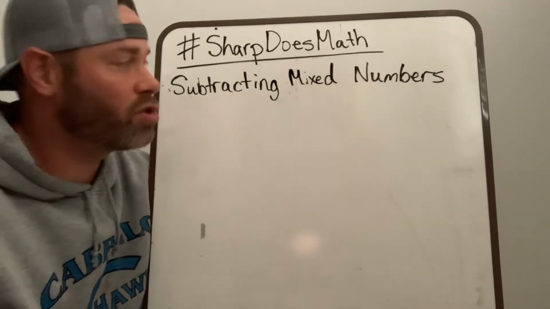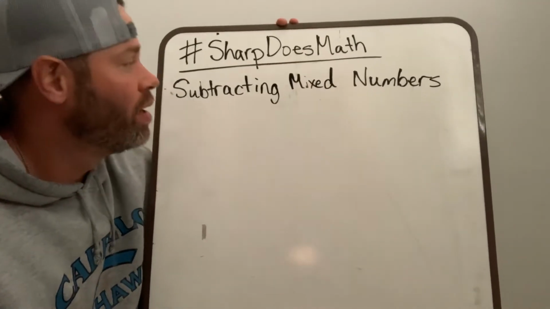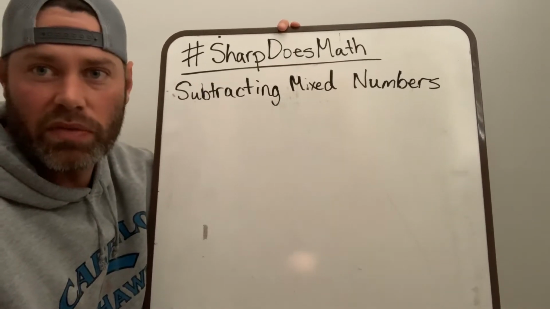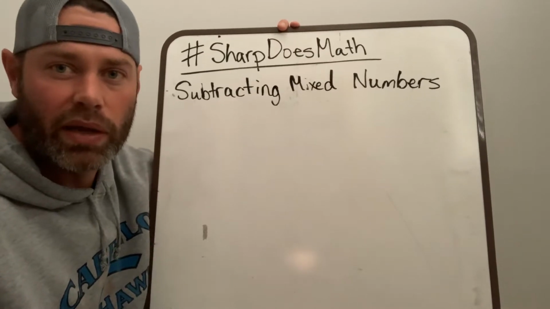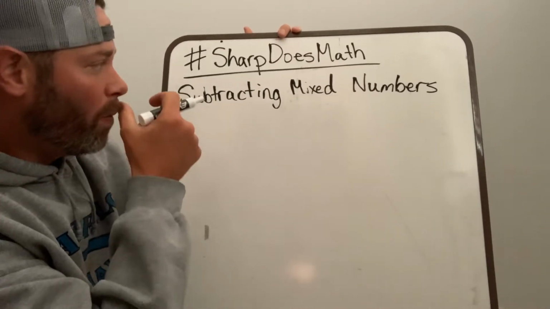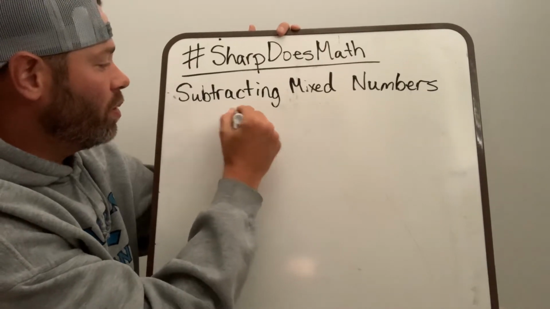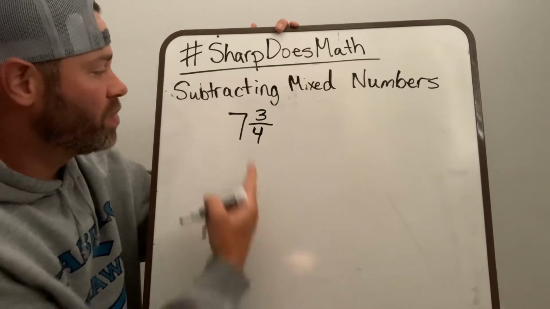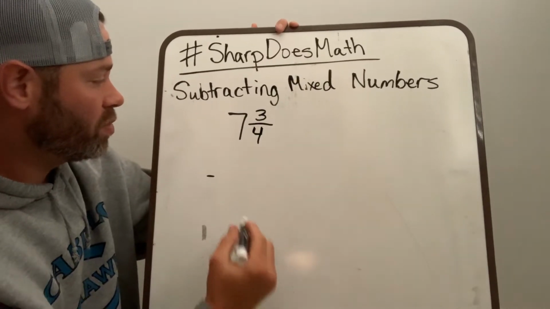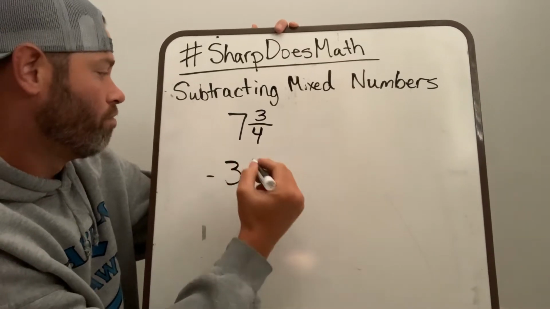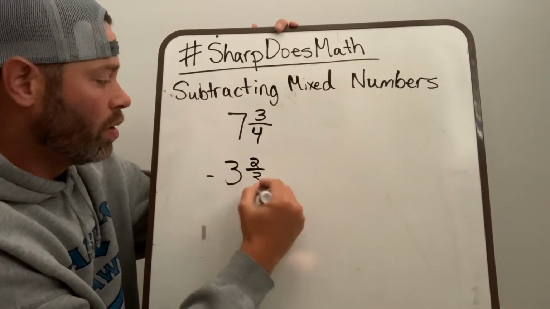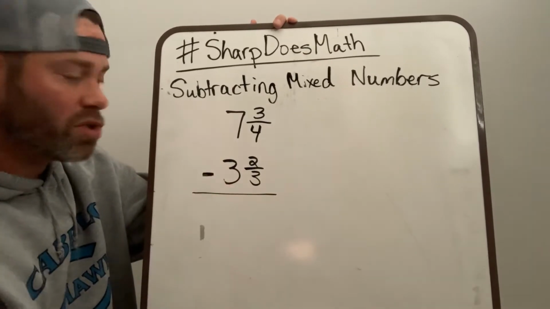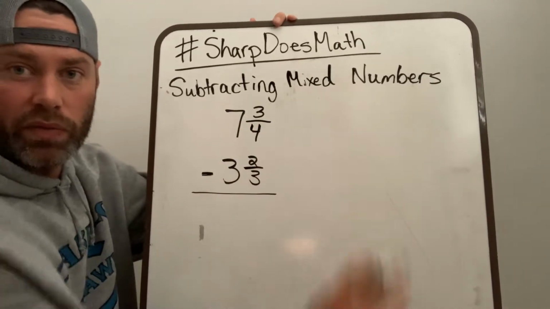We're going to do subtracting mixed numbers today, and we're going to do the simple subtraction of mixed numbers. We're not going to deal with regrouping in this one. When we have mixed numbers, that is a whole number with a fraction. So 7 3/4. I'm going to start with that, and I'm going to subtract 3 and 2/3. And again, you can see I lined it up vertically. There's my subtraction. It makes it easier to put my work over on the right side.